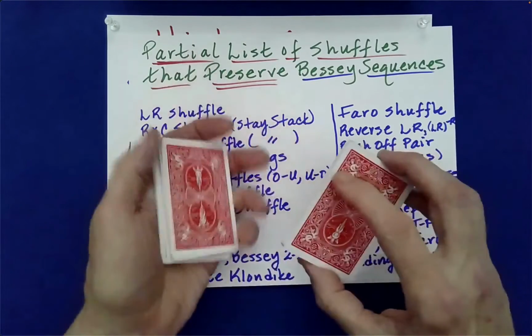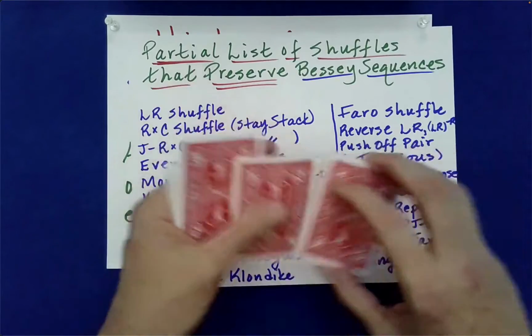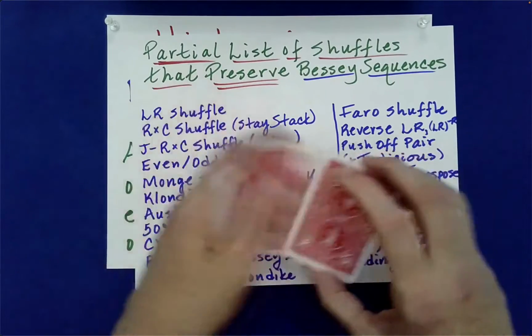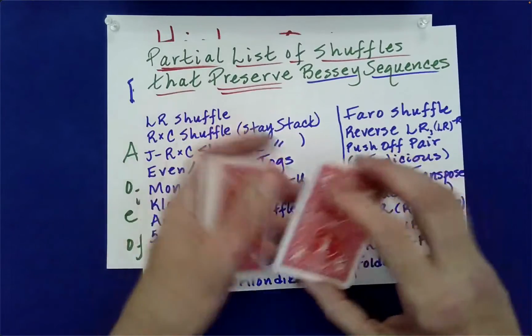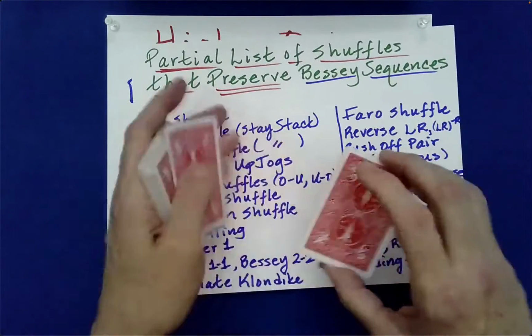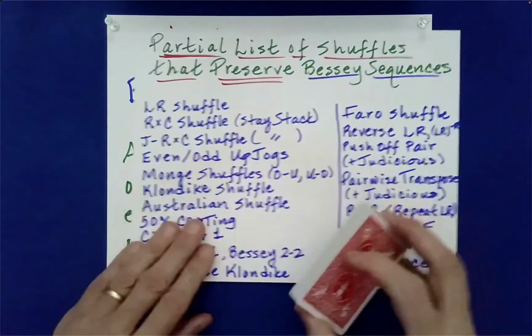And you do this until all of the cards, of course, have been moved from one hand to the other. And you're just doing 2 from the top, 2 from the bottom, 2 from the top, 2 from the bottom, 2 from the top, 2 from the bottom. Okay. We can do an alternate Klondike.